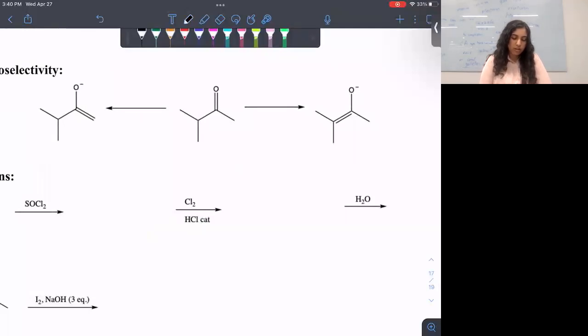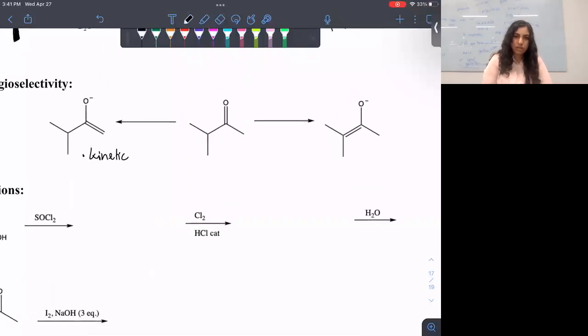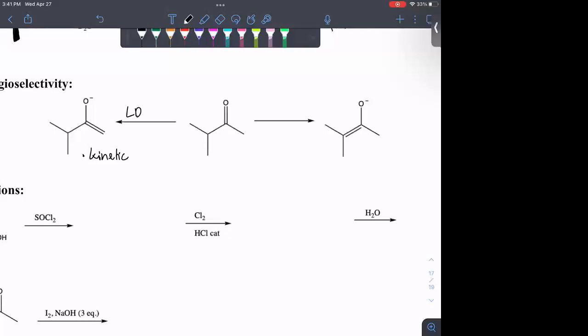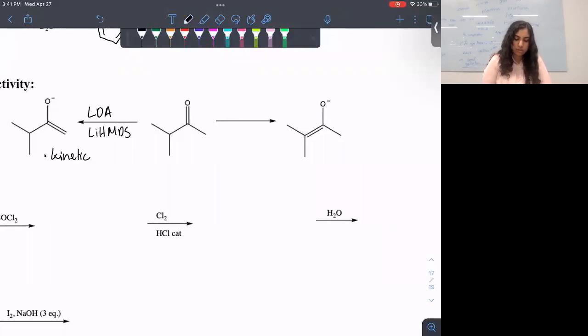So the kinetic enolate is formed by deprotonating at the least hindered carbon. So this carbon is just a CH3. There's not much steric hindrance, so a base can easily go in and deprotonate those carbons. So to form the kinetic enolate over here, we're going to use some kind of bulky base. So if we use something like LDA or LiHMDS, they're very sterically hindered, so they're going to go for the easiest carbon. So a bulky base takes you to kinetic. And then a smaller base takes you to thermodynamic.